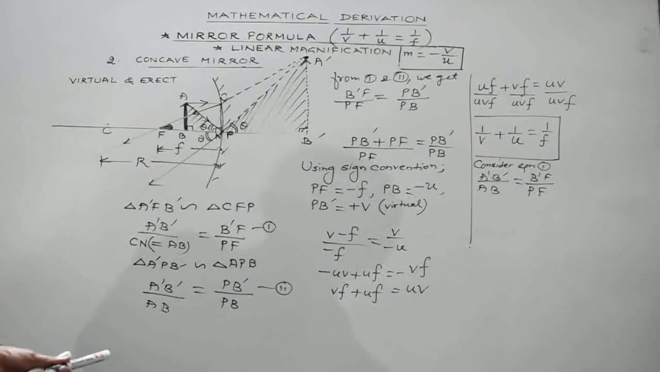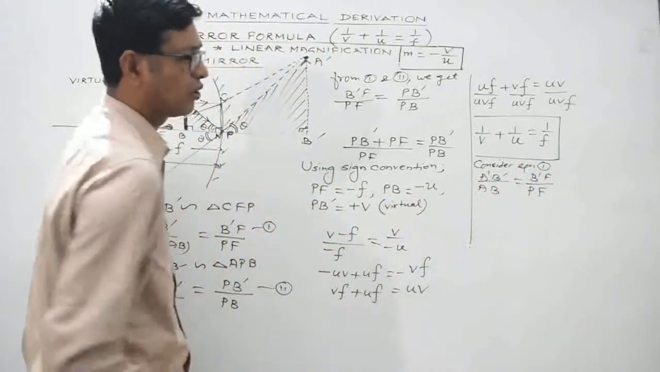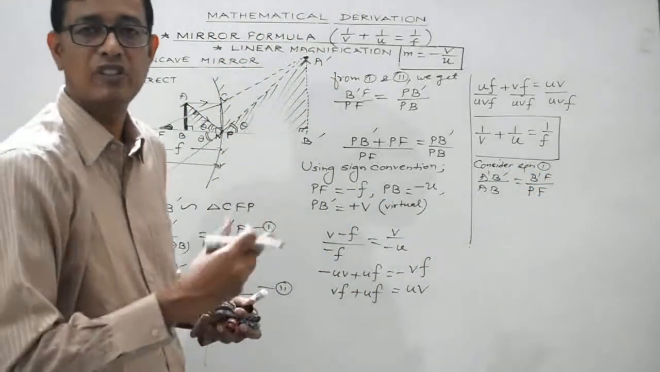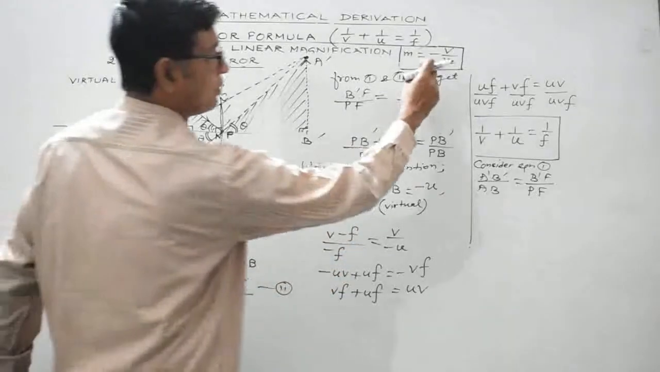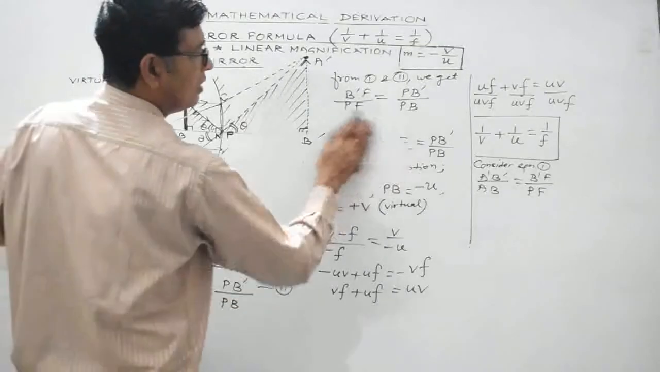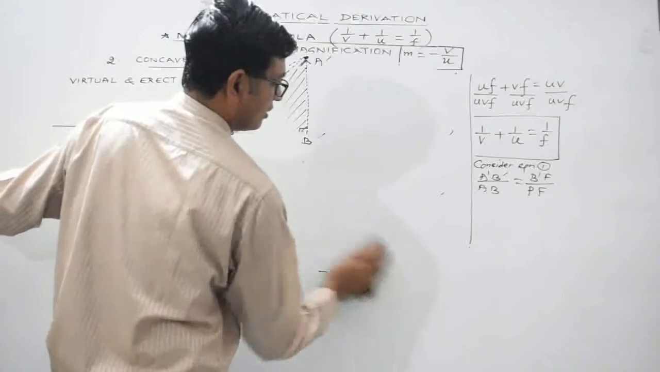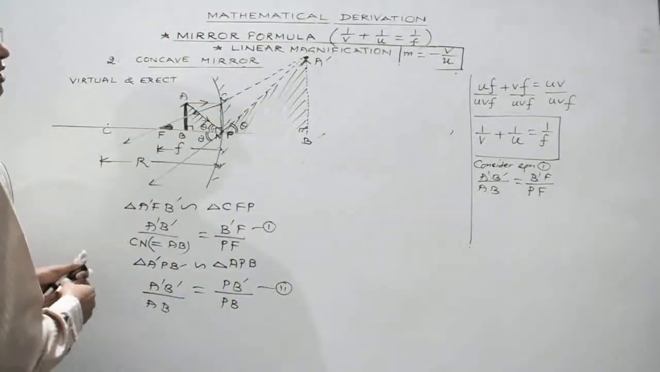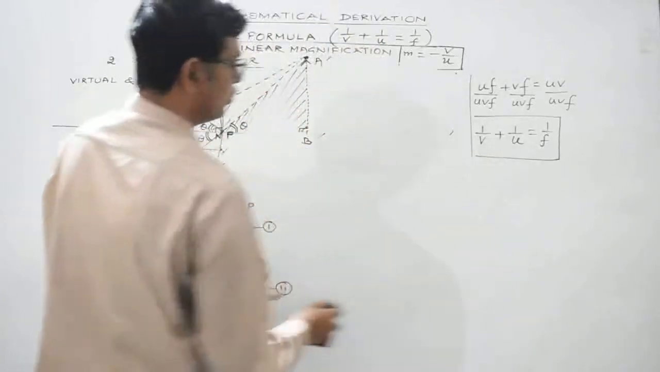Or rather, you can consider equation 2. Here, if you consider equation 1, there will be an additional 2-3 steps. So let's consider equation 2. We can directly obtain this particular formula, right? So instead of considering equation 1, let's consider equation 2 and simplify our result.